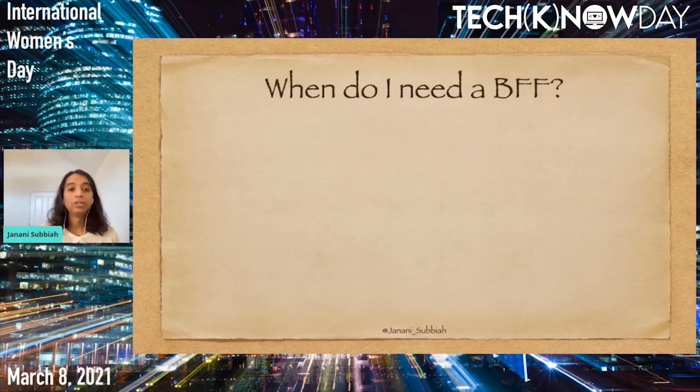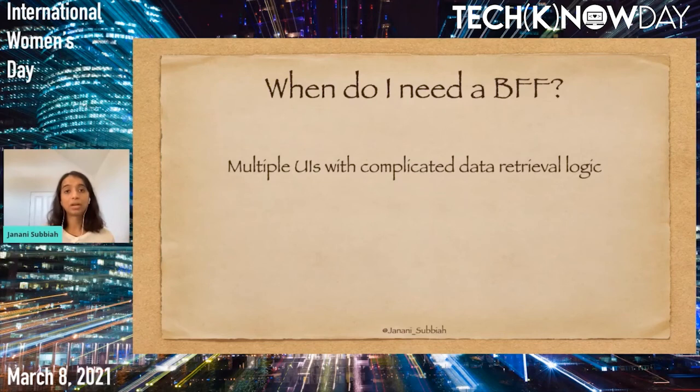Now for the big question, right? If you're wondering, all of this sounds great, but is there a hard and fast rule to figure out when a BFF is a good investment? I guess there isn't. There are some questions that need to be answered before you figure out if a BFF is a good choice for your project, but I'd say there are a couple of scenarios or a couple of questions to start asking yourself.